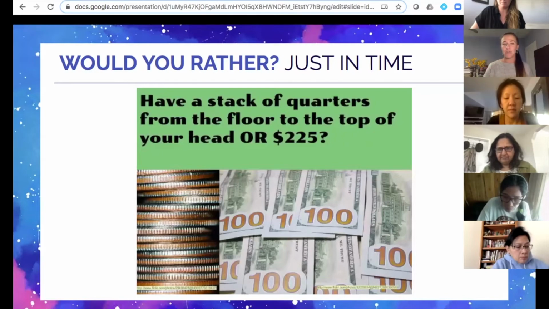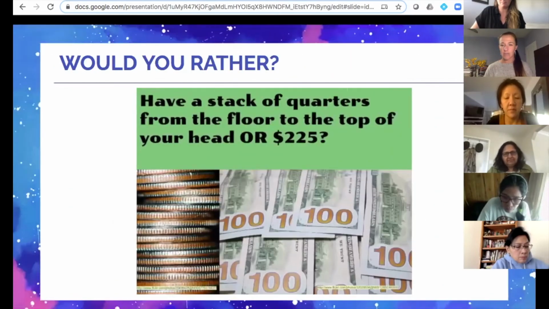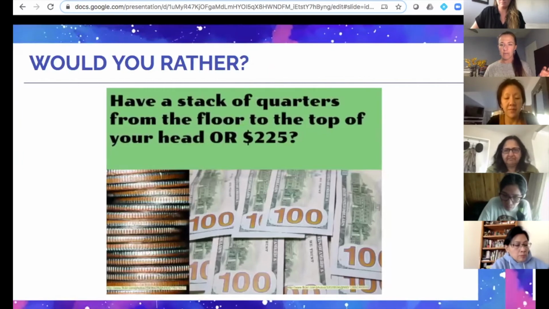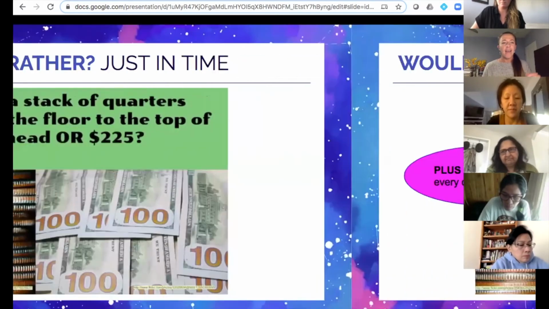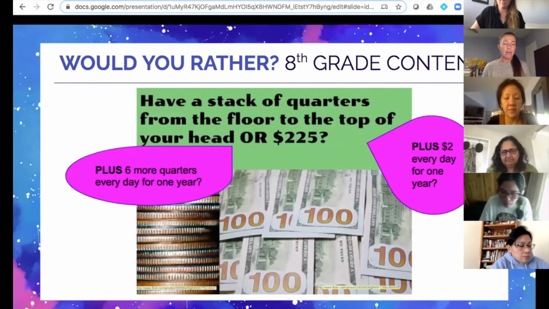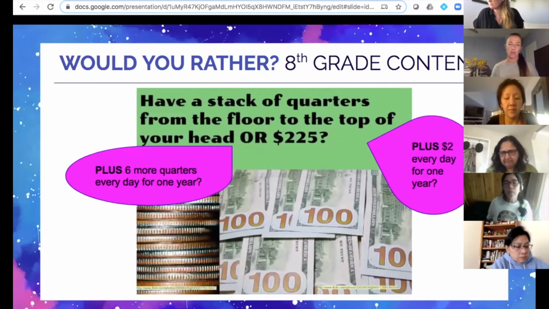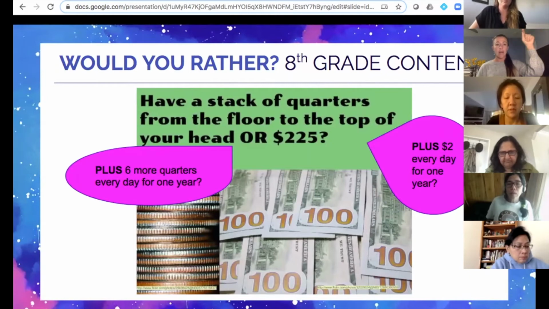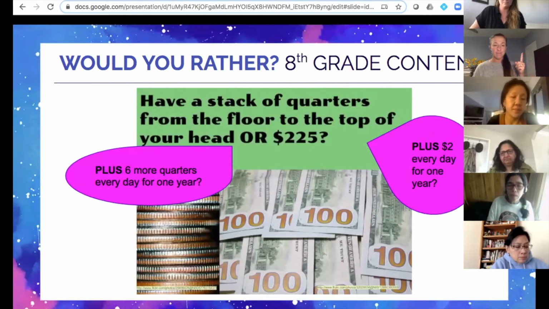So I'd like to introduce something to you as a modification. Sorry, I shouldn't have gone backwards, but it has a mind of its own, as more of a grade level prompt. So here's what I would call an 8th grade content version of this. Would you rather have a stack of quarters from the floor to the top of your head plus 6 more quarters every day for 1 year, or $225 plus $2 every day for 1 year?